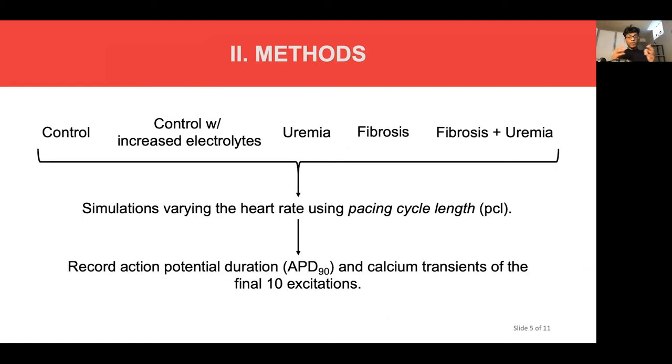So a bit of a method overview. The 5 main cases that we ran simulations on were control, increased electrolytes, uremia, fibrosis, and fibrosis and uremia combined. Using these 5 cases, we ran simulations where we varied the pacing cycle length, or the PCL. And then from the data we obtained, we used the final 10 excitations to calculate the action potential durations, or APD90s, and calcium transients.